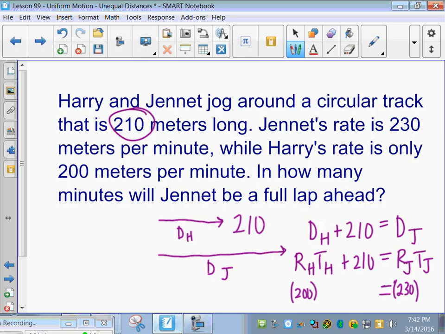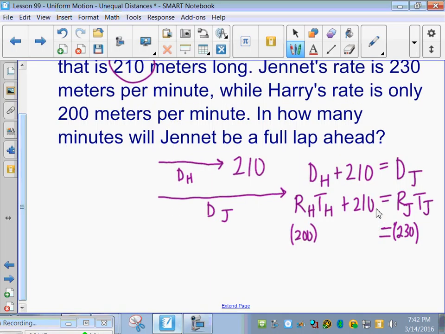In how many minutes will Jeanette be a full lap ahead? So for this one, they didn't give us any times. We actually started at the same time, but Jeanette just went a lot faster. So for this problem, our times are actually equal to each other. And so I'm just going to use TH, and I'm going to replace TJ with TH since they're the same.